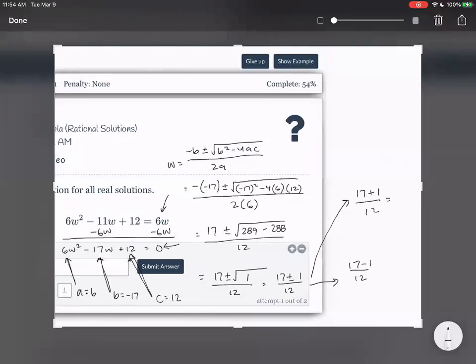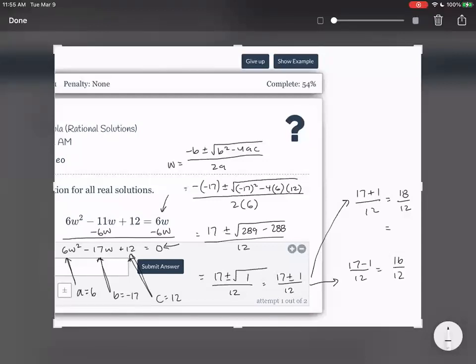Okay, so what is 17 plus 1? That's 18. What is 17 minus 1? That is 16. And so all we gotta do is simplify these. But before I go on, are there any questions? Let's simplify the 18 over 12 first.